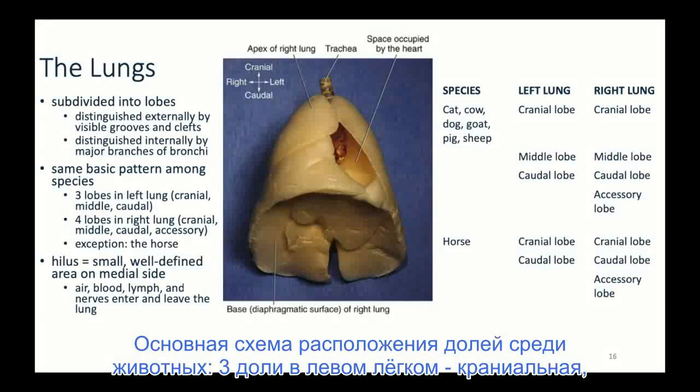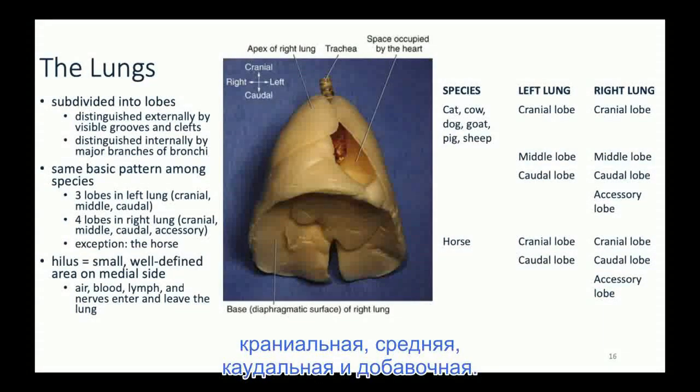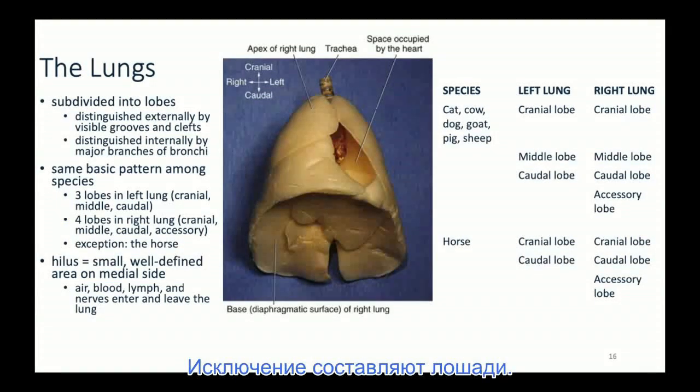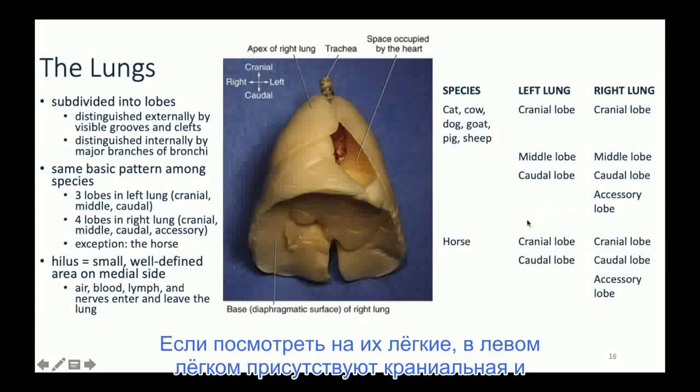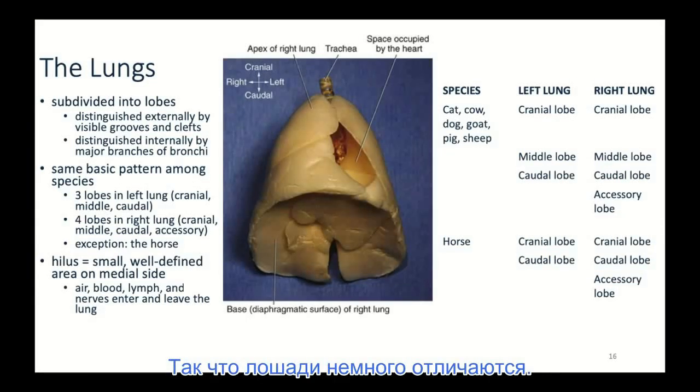Some basic pattern among species. Typically, there's 3 lobes in the left lung, cranial, middle, and caudal, and 4 lobes in the right lung, cranial, middle, caudal, and accessory. The exception is the horse. If we look over here, in the left lung, they have the cranial and the caudal lobe, and in the right lung, they only have the cranial, caudal, and accessory lobe. So the horse is a little bit different.